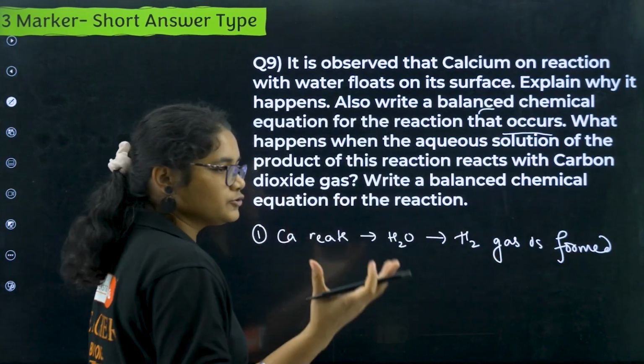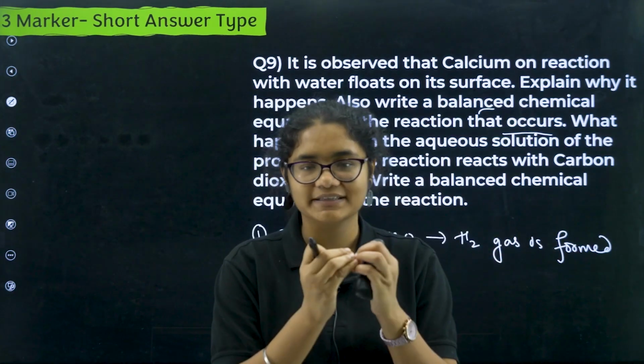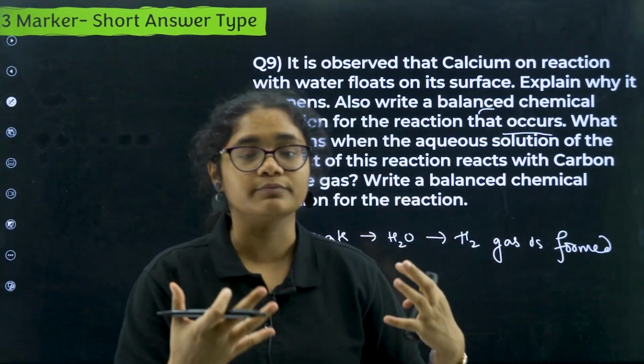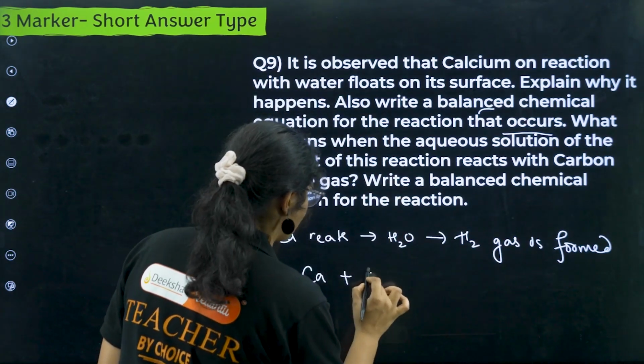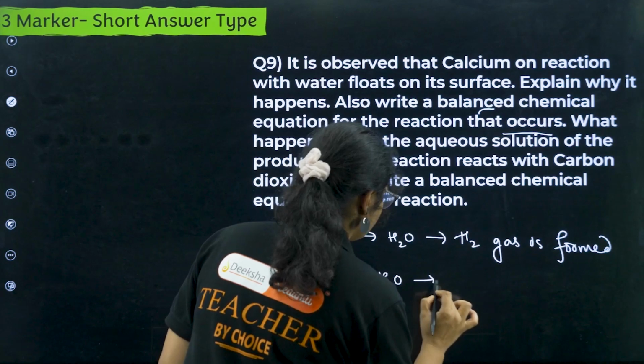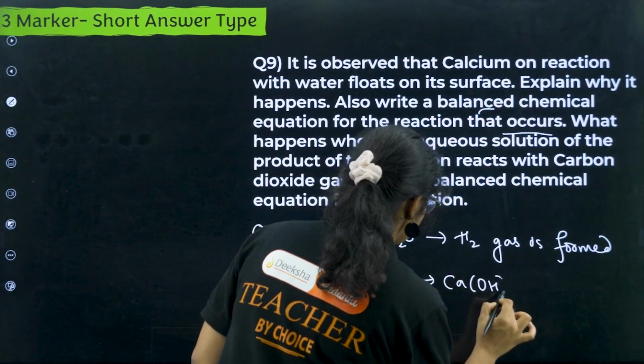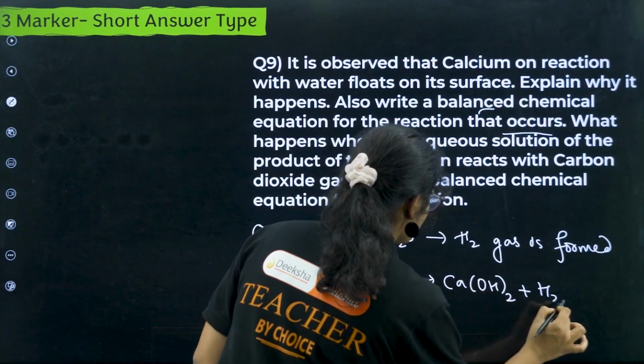Okay, and this H2 gas, the calcium sticks with this H2 gas and then it appears to be floating. Then write a balanced reaction for this one. So just now we wrote calcium plus 2H2O gives you calcium hydroxide, plus H2 gas.